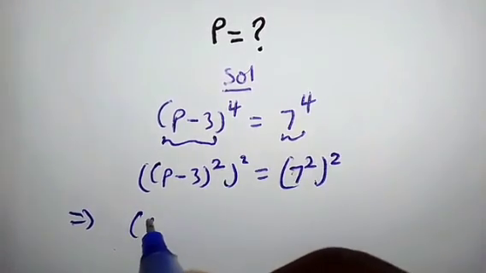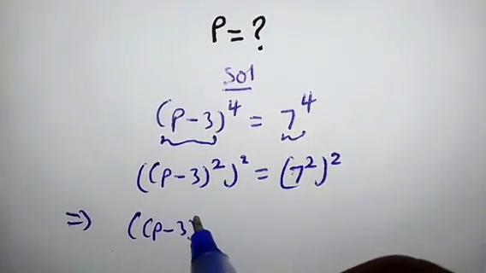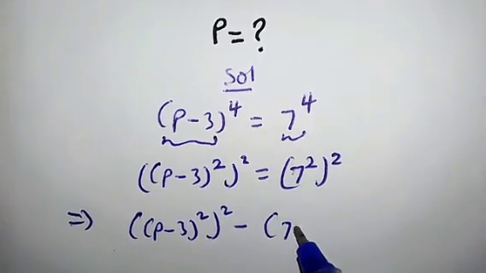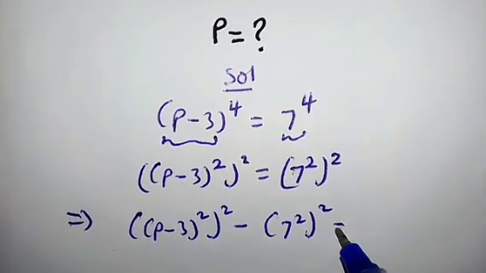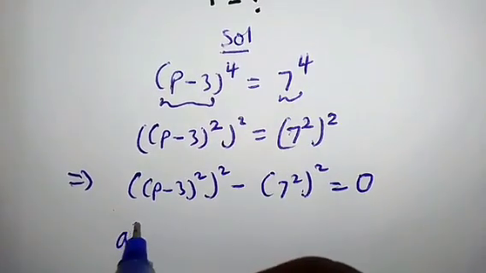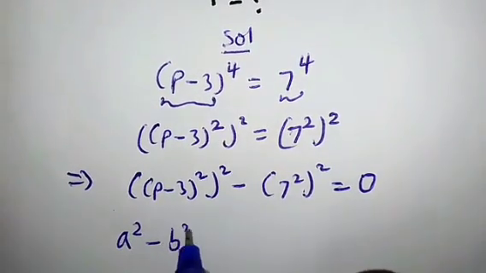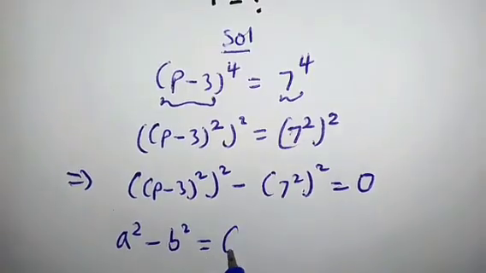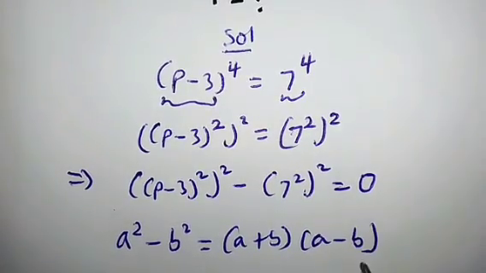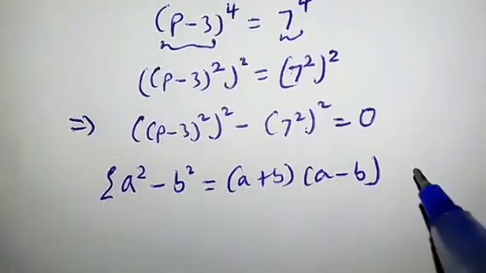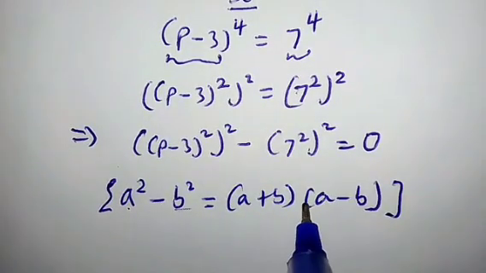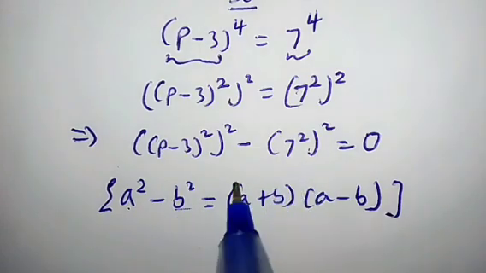Now, let's move this to the left-hand side. So that will be ((p - 3)^2)^2 - (7^2)^2 = 0. Recall that a^2 - b^2 is equal to (a + b)(a - b). Take note of this identity.